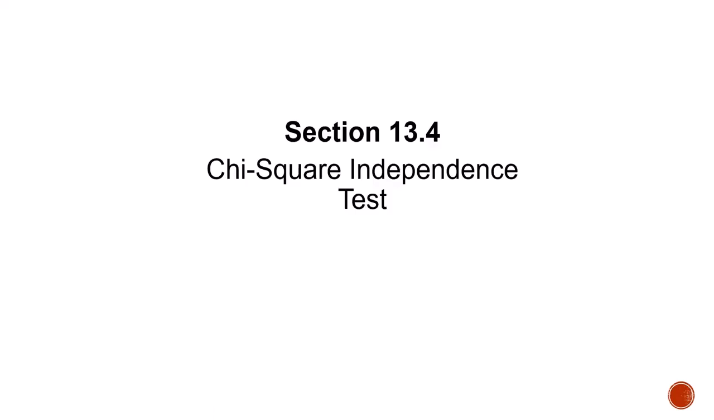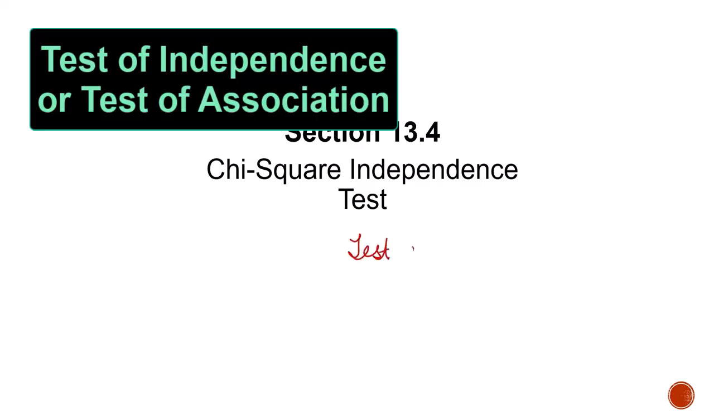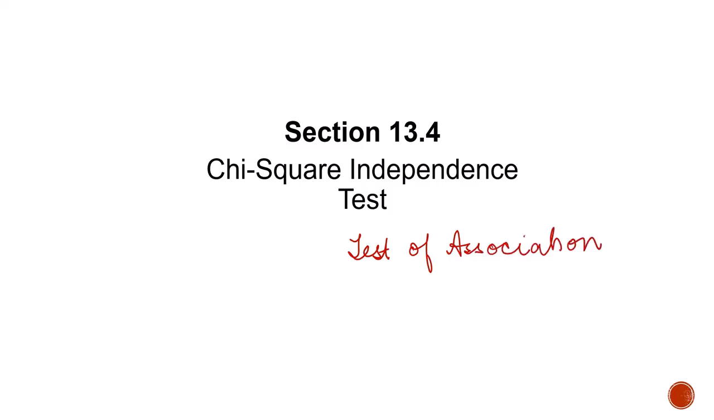We will now discuss the other test using the chi-square distribution for qualitative data analysis. It's called the independence test, also known as the test of association. Essentially, it tries to determine if there is a link, if there is an association between two variables. So the test of association is basically trying to check for an association between two variables.